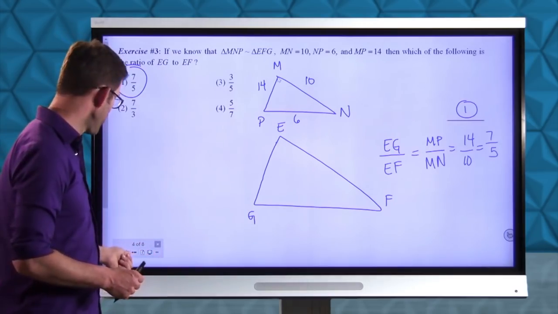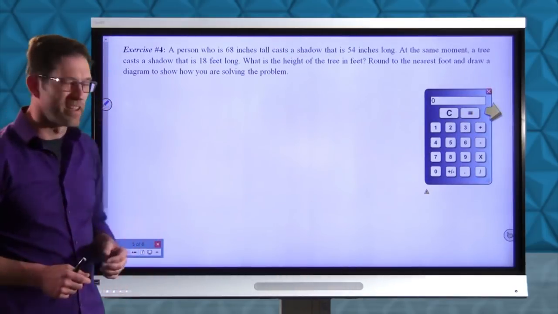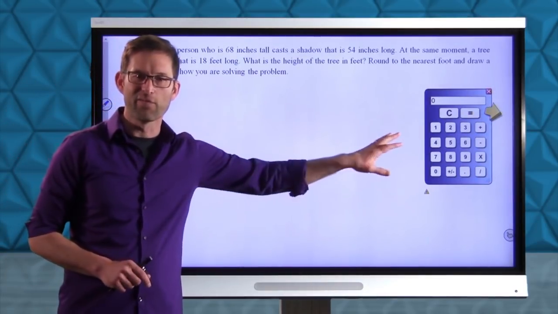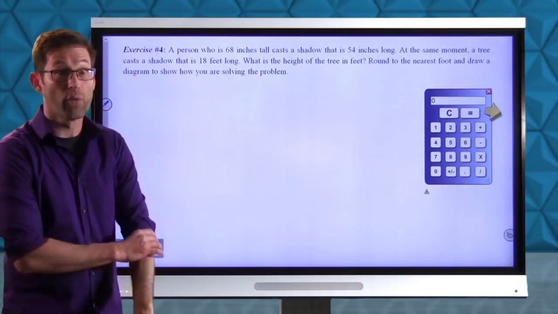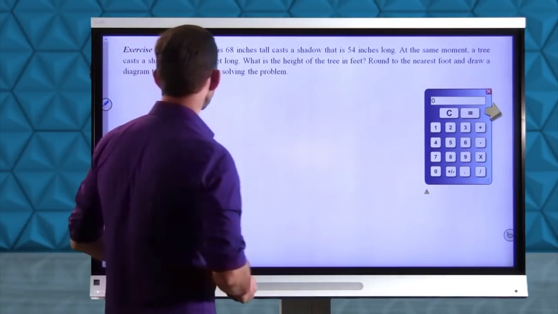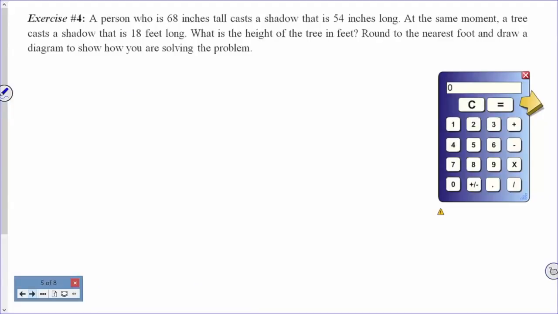Okay, let's move on. Now let's really kind of get into it. I even have my handy dandy 4-function calculator. Literally, 4 functions. That's all it does. Let's take a look. A person who is 68 inches tall casts a shadow that is 54 inches long. At the same moment, a tree casts a shadow that is 18 feet long. What is the height of the tree in feet? Round to the nearest foot, and draw a diagram to show how you are solving the problem.